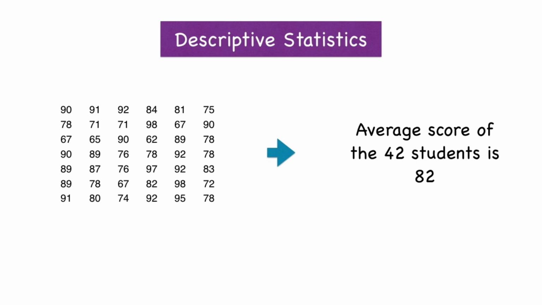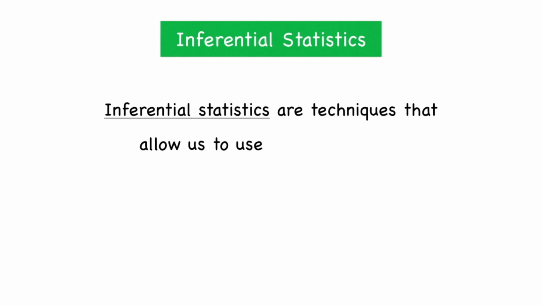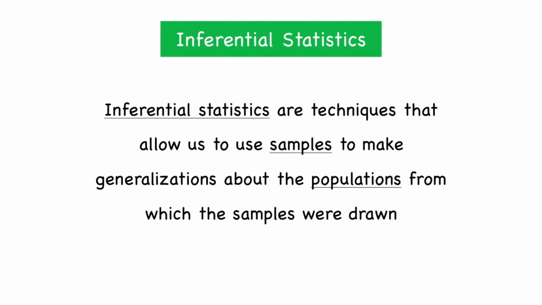It helps us to analyze an entire data set and to take some meaning out of it. Many times in statistics, we encounter data sets which are just huge. It's just not possible to go through that entire data set or to analyze it in full. In such cases, we have to use inferential statistics. Inferential statistics are techniques that allow us to use samples to make generalizations about the populations from which the samples were drawn. So what we do is we take a small portion of the entire data set, we analyze it, and whatever findings we get, we try to project it to the entire population.